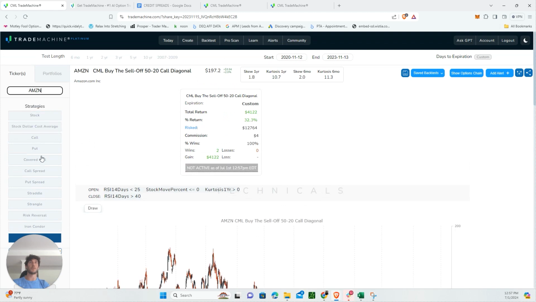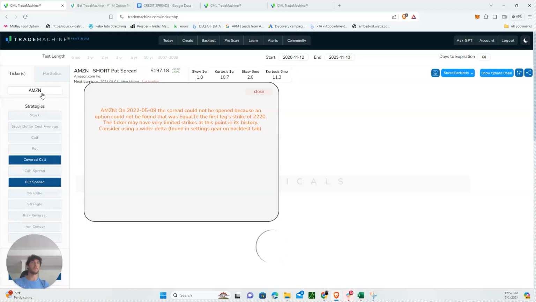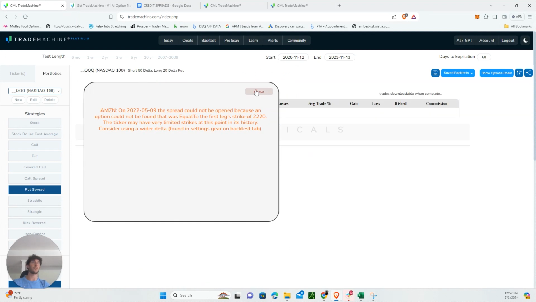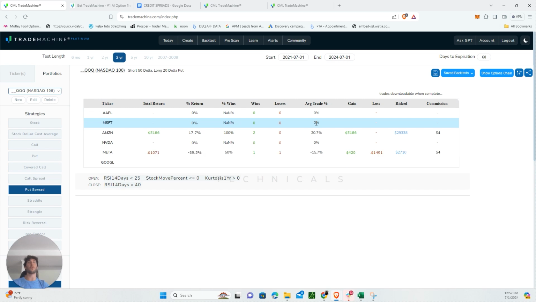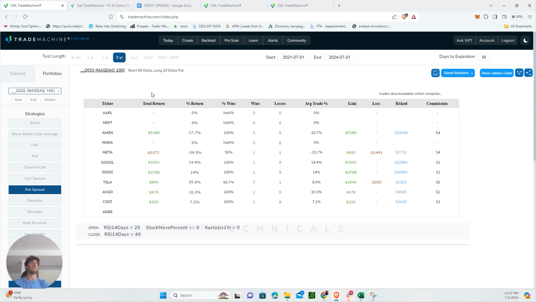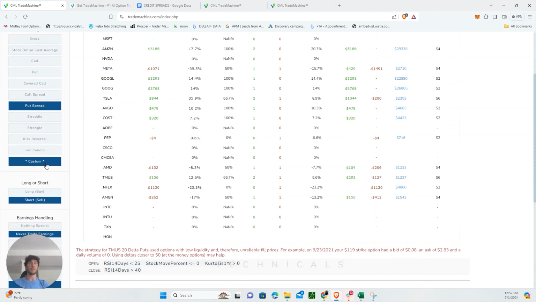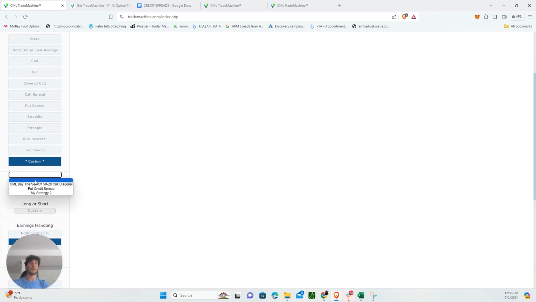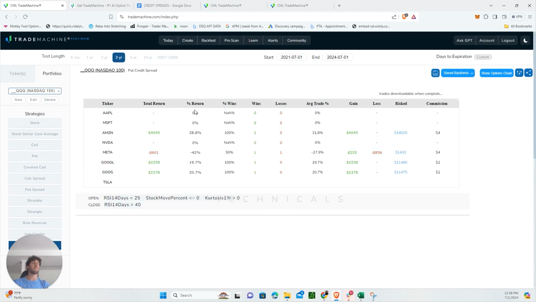But now what we're going to do is we're also going to do a put spread. We're going to short it like we did before. We're going to go to portfolios, last 3 years, and we're basically going to rerun what we did before with the same kind of thing. Actually, let me do one little tweak here. Let's do put credit spread since I have this pre-built.